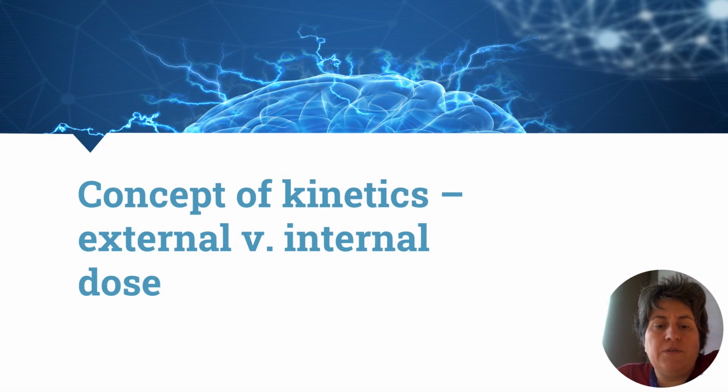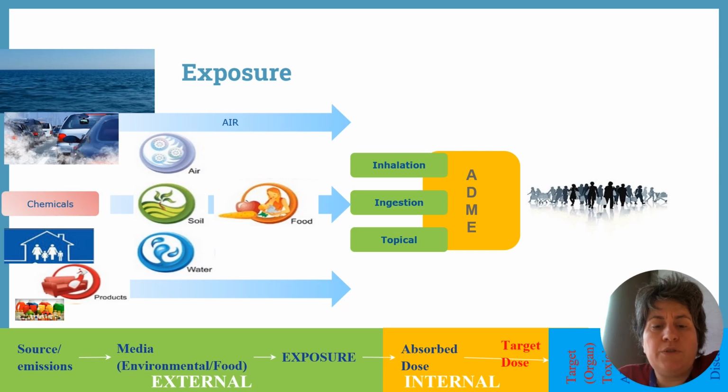Let's start with the concept of kinetics, external versus internal dose. Exposure to chemicals comes through different matrices: air, soil, and water. Chemicals then enter the body by inhalation, ingestion, and topical absorption, and are then absorbed, distributed, metabolized, and excreted. What is excreted will come out of the body.